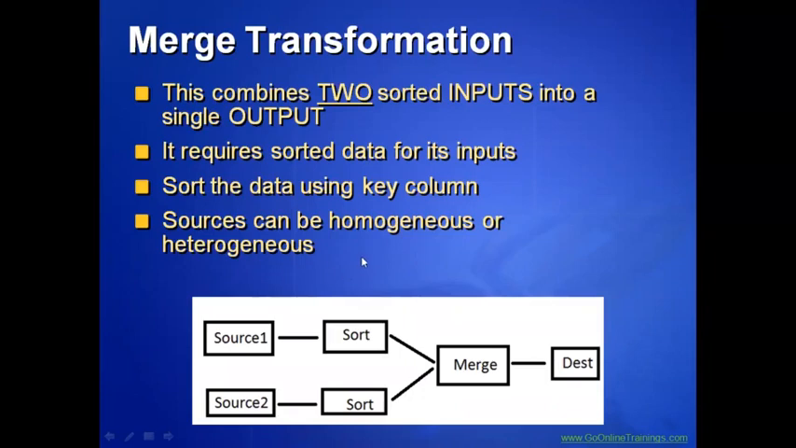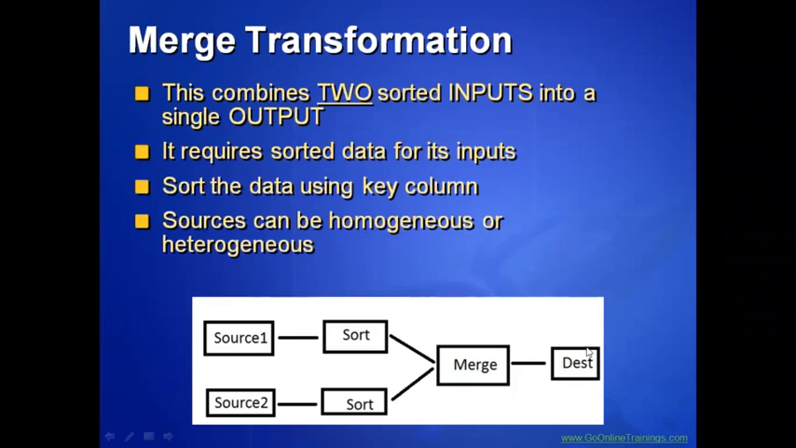Homogeneous means the same: one Excel, one Excel, or one flat file, one flat file. Heterogeneous means different: one Excel, one flat file, or one flat file, one SQL Server. Like that, you can have anything. But you need to sort the data based on the customer key, patient key, something like that, and merge. And you will be able to get the data into the destination.